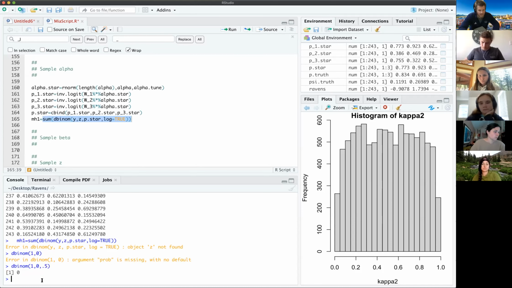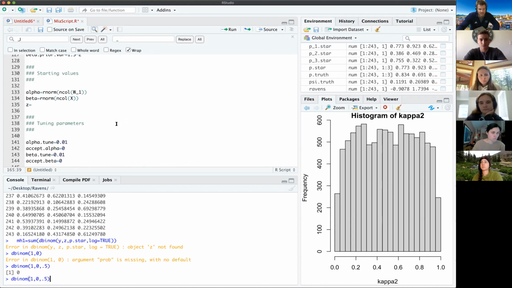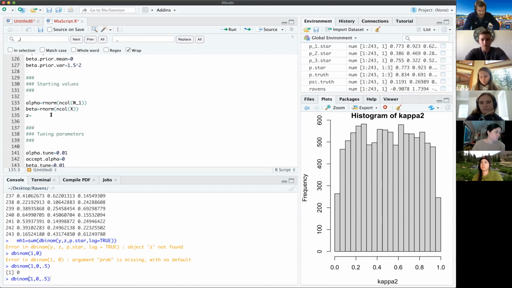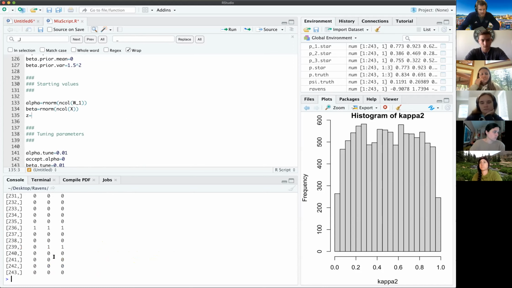Or there's 0 probability of that. So we need to make sure that our z's, our number of trials, are at least as big as the number of successes. So one way of creating starting values that do that is to say that z is at least as big as the highest observation. So if we look at our data, y, if we saw one at least one place, like here, then we'd want to set our z equal to 1.